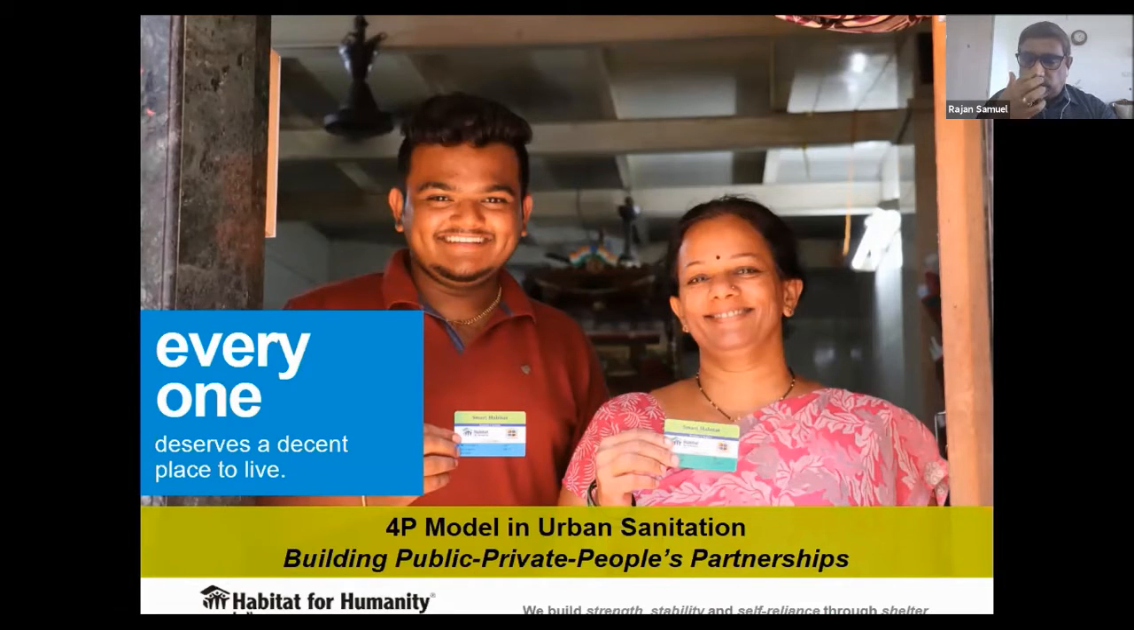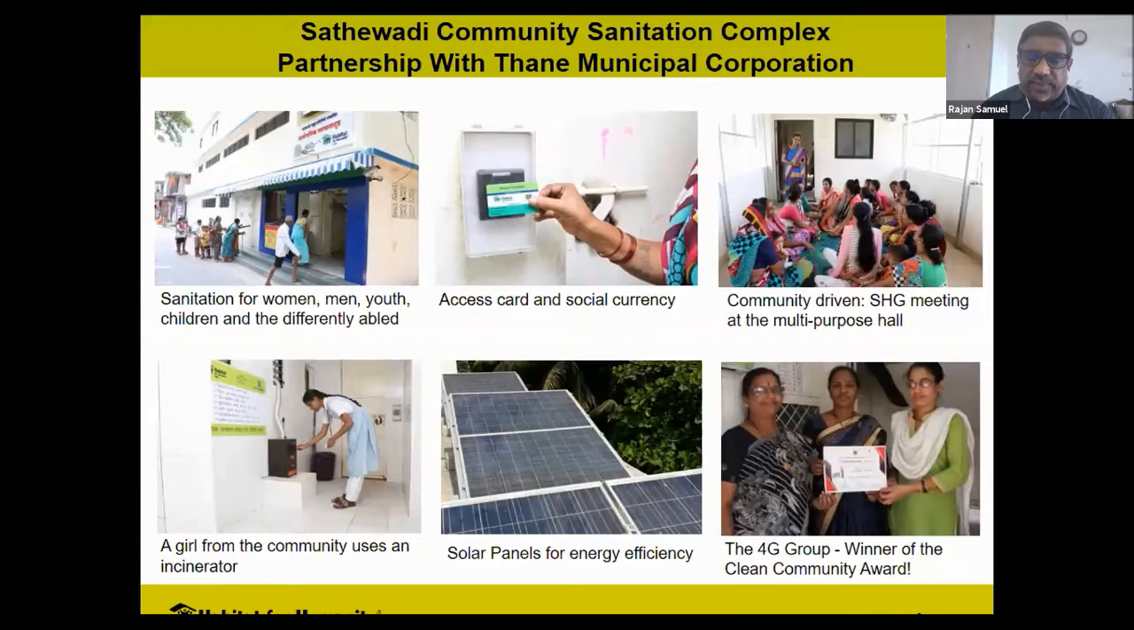And here we are trying to promote what I call a 4P partnership: people, community, private, public partnership. This is just a glimpse of the sanitation complex, and it's in partnership with Thane Municipal Corporation. Mumbai is divided into two corporations: Mumbai Municipal Corporation (BMC), and this is TMC. You see the complex there on your extreme left. It has men's, women's, and child-friendly toilets. Differently disabled people can also use it.